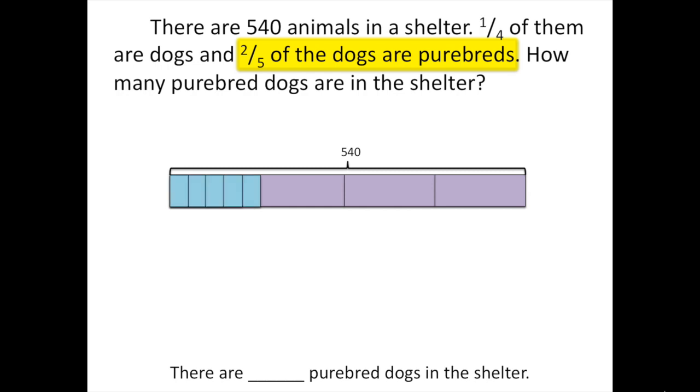So I split that up into 5 parts. I'm going to label 2/5 as purebreds. And since I want to know the number of purebreds that are in the shelter, I also put a question mark there because that's going to be my final answer.